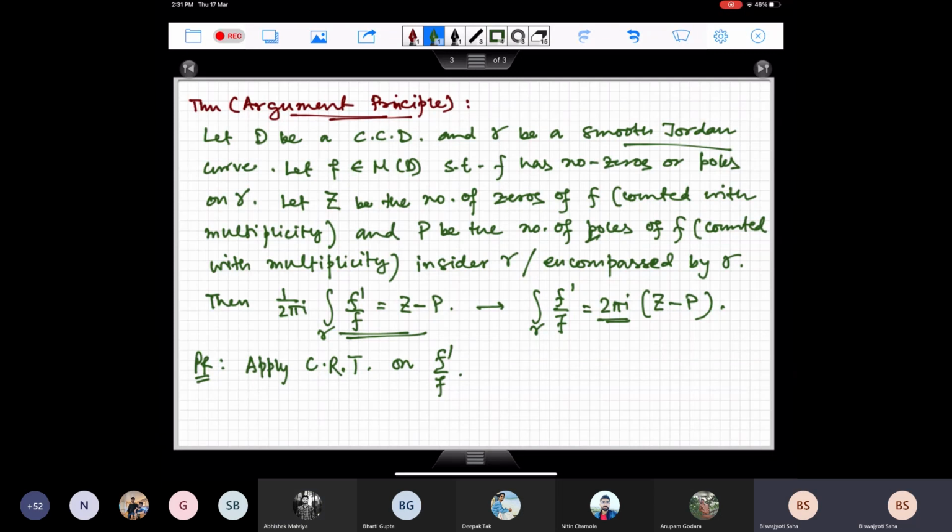Now, this function f prime upon f. Tell me in which ways you can get a singularity of this function. Just imagine and tell me at which points you can have any kind of singularities for this particular function f prime upon f. Zeros of f are those points where the denominator will not make sense, so I will have singularities. And any other points other than that? No, sir, nothing else. What do you think about poles of f?